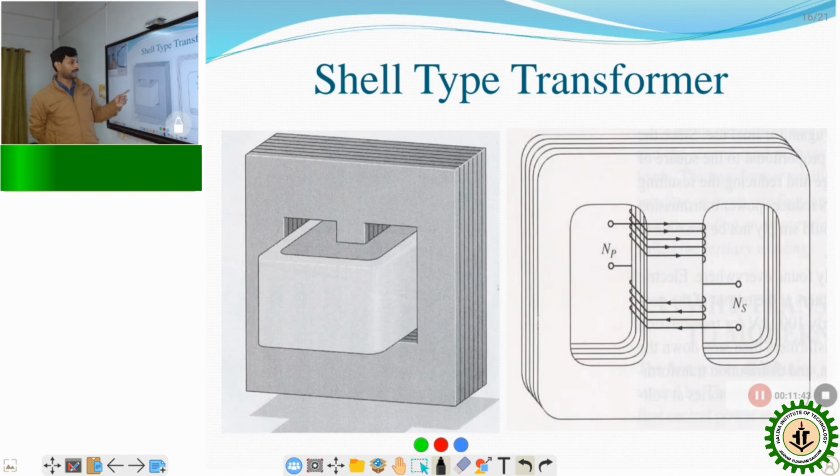This is shell type. Why is it shell type? Because you can see here there are three limbs, and in the middle limb the windings are wound. First the low voltage winding is wound, and on top of that the high voltage winding is wound.